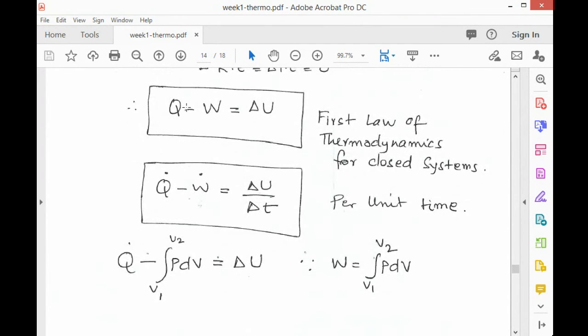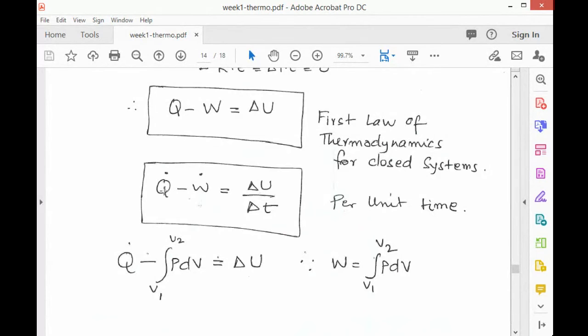Now, if I divide this throughout by the time, like Q over time, W over time, delta U over time, what will I get? I will get the rate per unit time. So whenever in your book you see a dot, it means the rate of energy per unit time. Here you have only kilojoule, but when you divide by time, you will see a dot, meaning the rate per unit time.